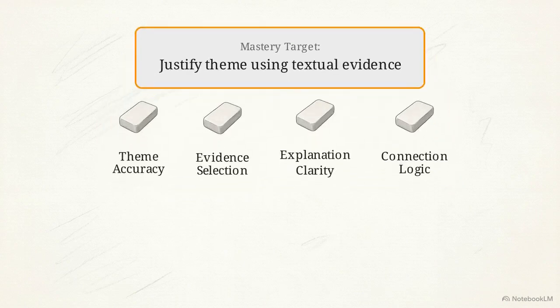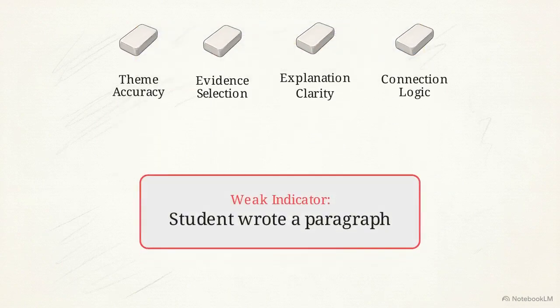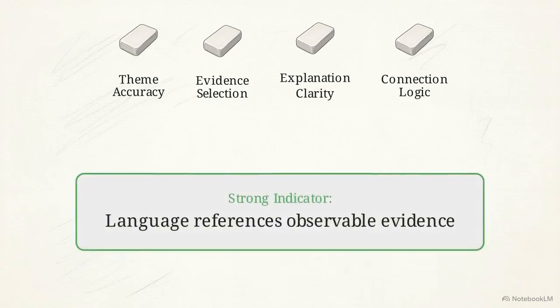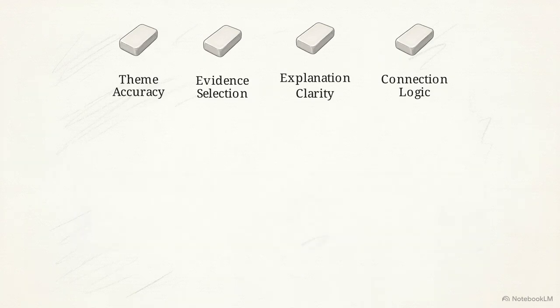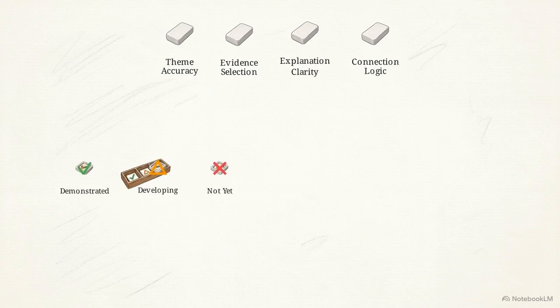To operationalize this, we split it into a matrix of 4 distinct components: theme accuracy, evidence selection, explanation clarity, and connection logic. We have to avoid weak indicators that merely confirm a task was finished. Noting that a student wrote a paragraph tells you nothing about their comprehension. Instead, we require strong indicators, like language references observable evidence, which will expose exactly where their logic breaks down. We evaluate these strong indicators on a simple 3-point scale: demonstrated, developing, and not yet demonstrated.